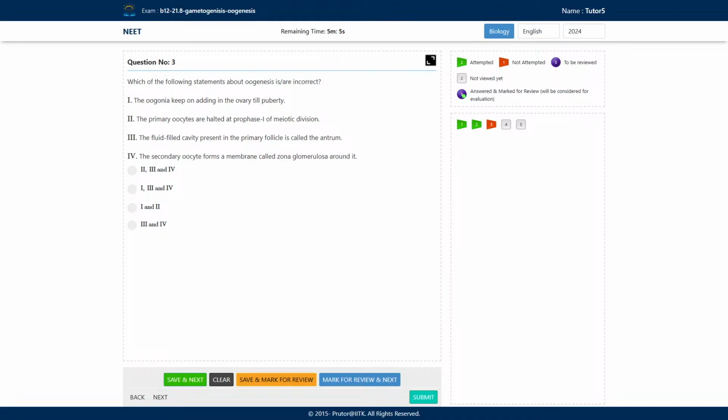And third, the fluid filled cavity present in the primary follicle is called antrum. So they are saying antrum is formed in the primary follicles. Fourth option, the secondary oocyte forms a membrane called the zona glomerulosa around it. So what would be the correct answer here?